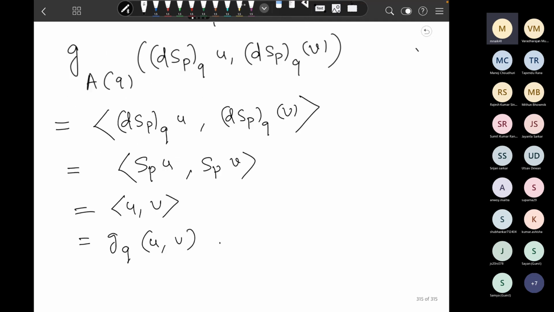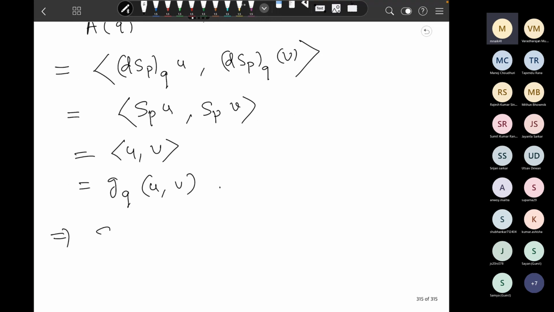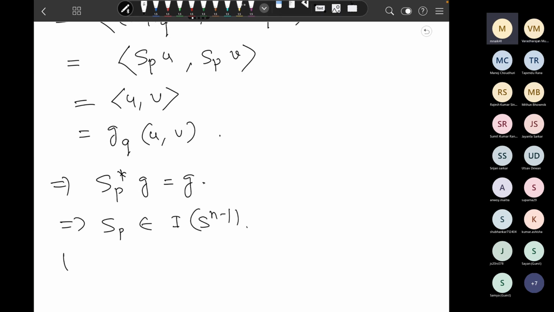So that means this precisely means that SP star g is equal to g. So this means that SP belongs to the isometry group I(S^(n-1)). So hence we get that S^(n-1) is an RSS.